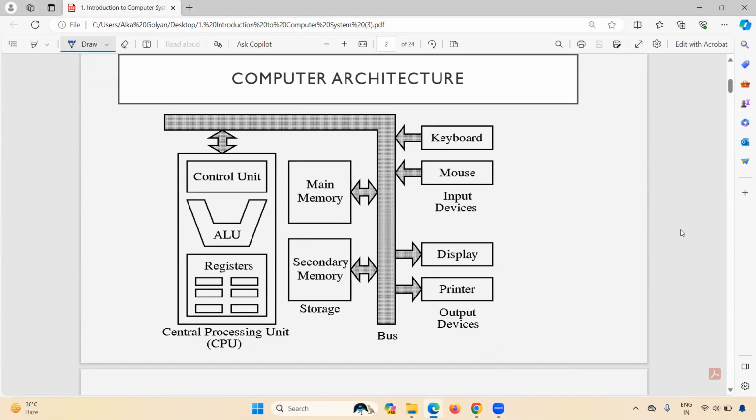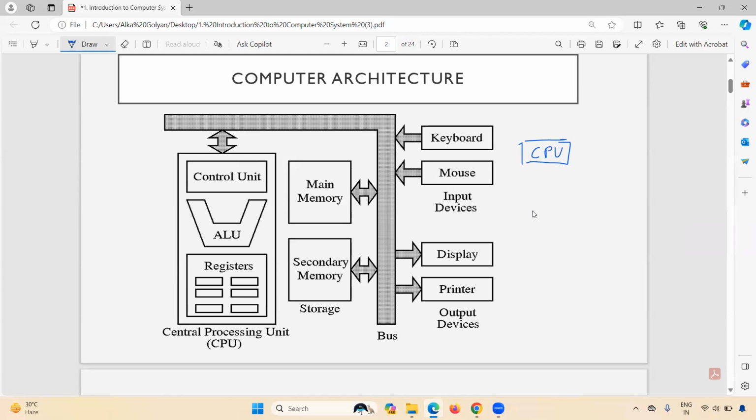In computer architecture, there is one CPU, a main memory, a secondary memory, and other resources like a keyboard, mouse, and monitor. These are all available here. Have you ever seen a diagram like this? This is a diagram of the basics of computer architecture.